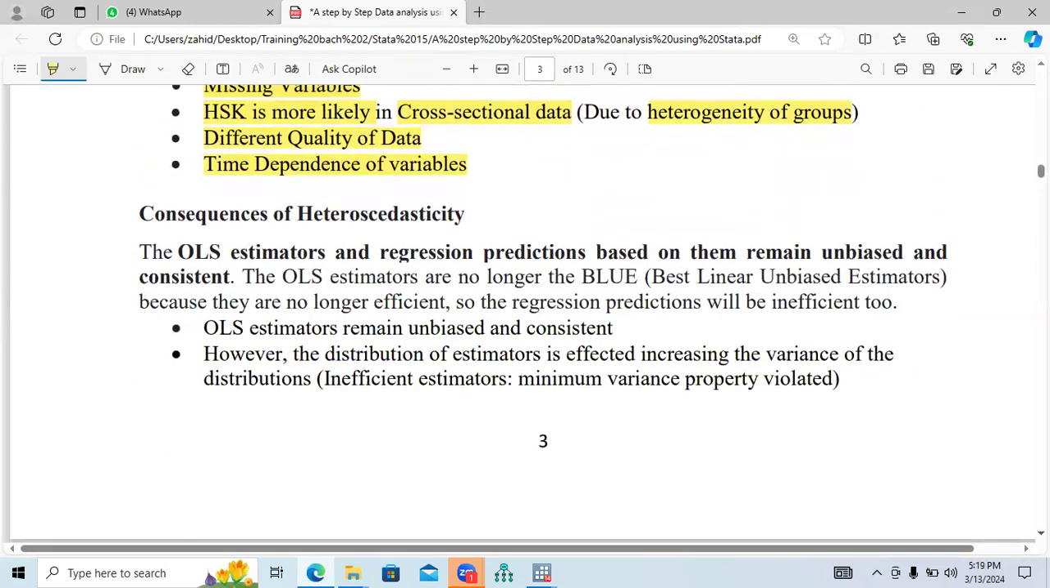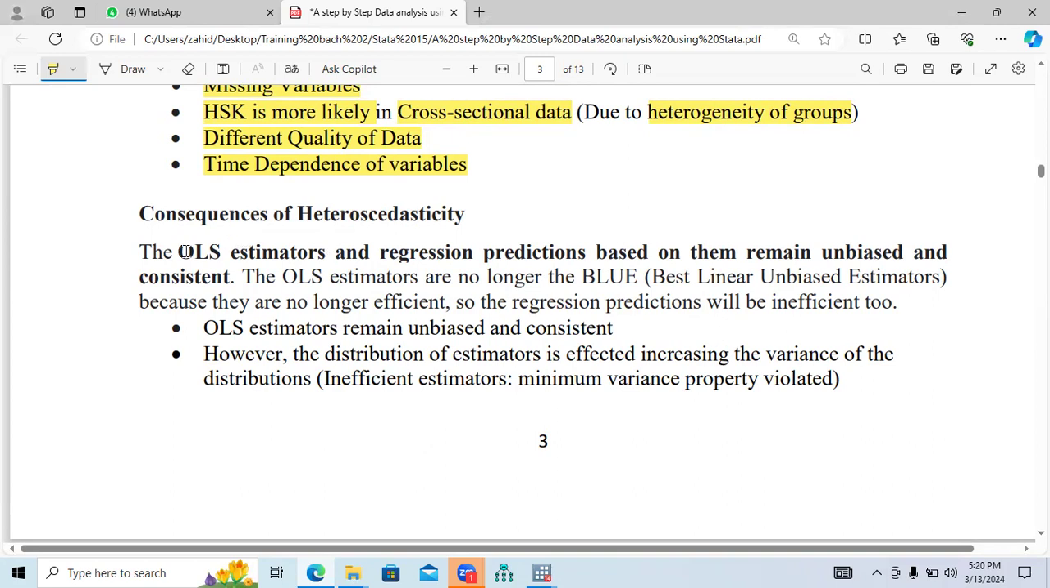Now, what are the consequences of heteroscedasticity? What will happen if we ignore the heteroscedasticity and we do not remedy heteroscedasticity from our model? What will happen with our results? Whether our result will be valid or not? Can we interpret those results? Can we create the implications? Can we create the prediction on those results or not? Can we make decisions on the basis of those results or not?